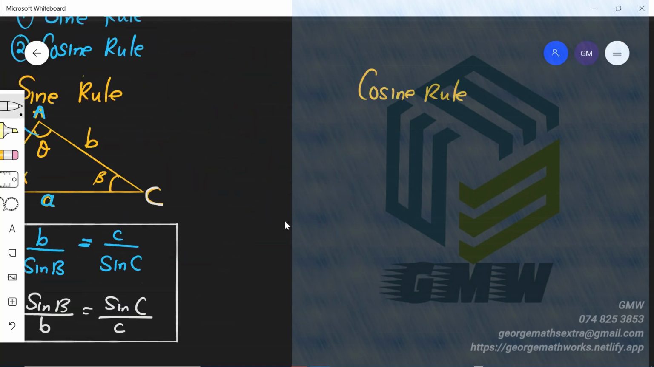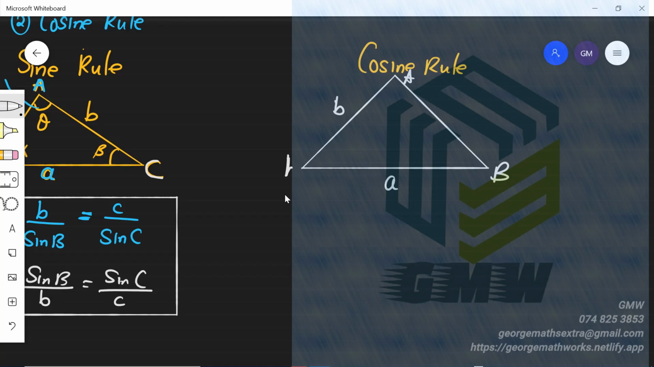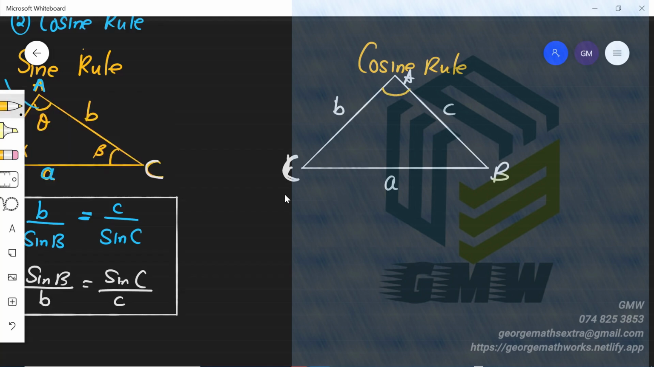Okay, then the cosine rule. Let's have it like that. So we have A, B, and C, a small c on this side. Now, if I am using the angle theta this side, this is important, pay attention.